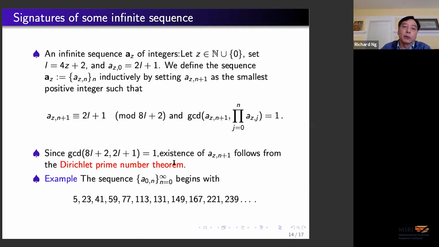Let me give you a look at when z is 0. In this case, L will be 5. Then you continue in such a format and find the next one, which is congruent to 2L plus 1 and relatively prime to 5 and to 23, and so on, and you generate the sequence. You can see some of them are not prime. For example, 77 is not prime. So you can recursively define the sequence. You can write it down explicitly, but of course, I don't have a formula for it.